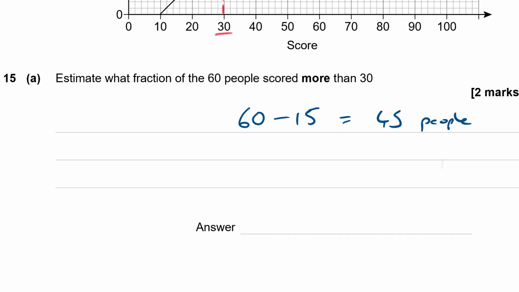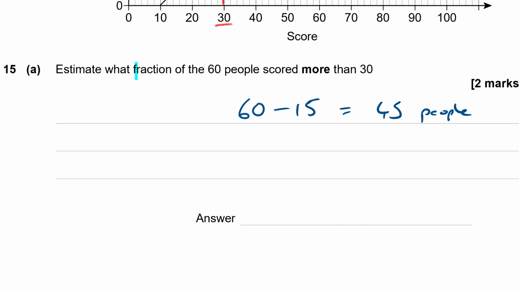So writing that as a fraction, for some bizarre reason this is asking for a fraction, so 45 60ths of the people, which I suppose we can cancel down to 3/4 of the people scored more than 30 marks.